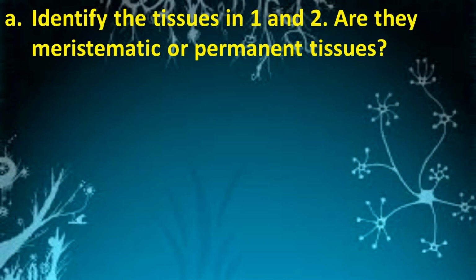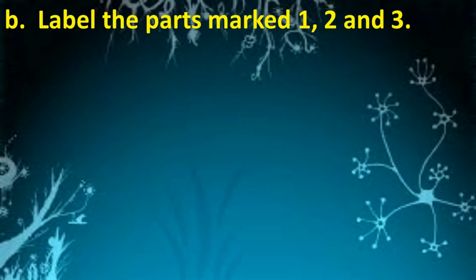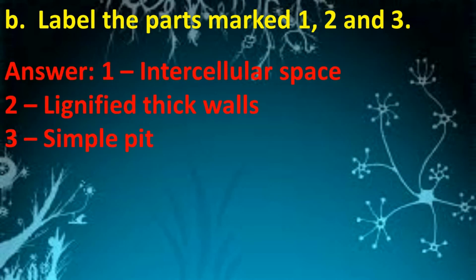Identify the tissues in 1 and 2. Are they meristematic or permanent tissues? 1. Parenchyma. 2. Sclerenchyma. They are permanent tissues. Next question. Label the parts marked 1, 2, and 3. 1. Intercellular space. 2. Lignified thick walls. 3. Simple pit.